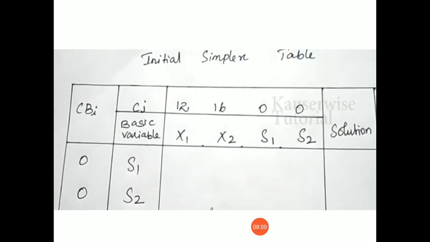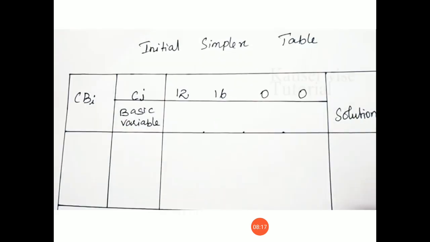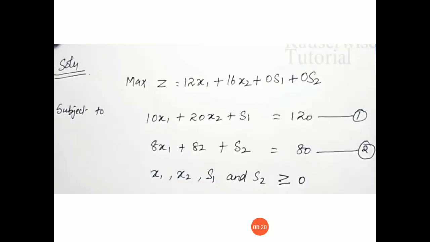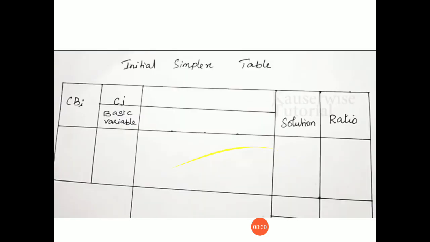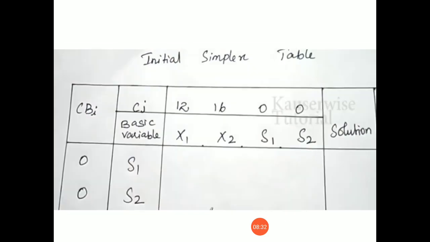Now the CBi column represents the cost of the basic variables. Since s1 and s2 slack variables have zero coefficients in the objective function, I have written those zero coefficients in the CBi column, that is cost of basic variable.